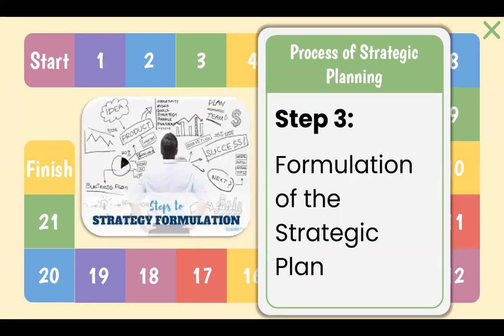Step 3, formulation of the strategic plan. In developing a strategic plan, managers and teams must consider the firm's SWOT analysis. This analysis identifies the strengths and weaknesses of the organization and the opportunities and threats or problems that lie before it. These aspects will provide the firm the basis to ascertain where the firm stands and how far it should go to achieve its objectives. After analyzing these aspects, a firm could establish its strategic plan.